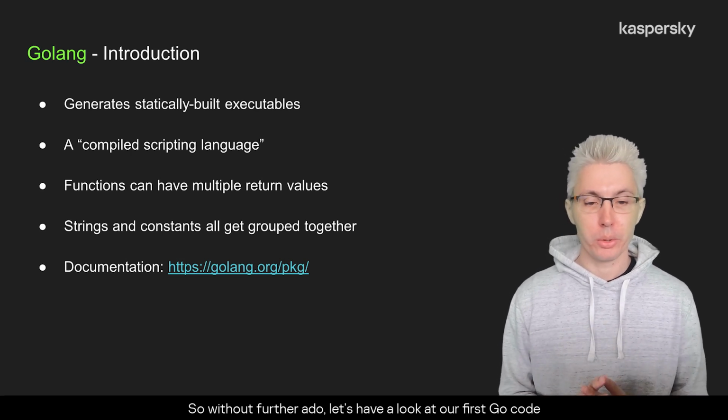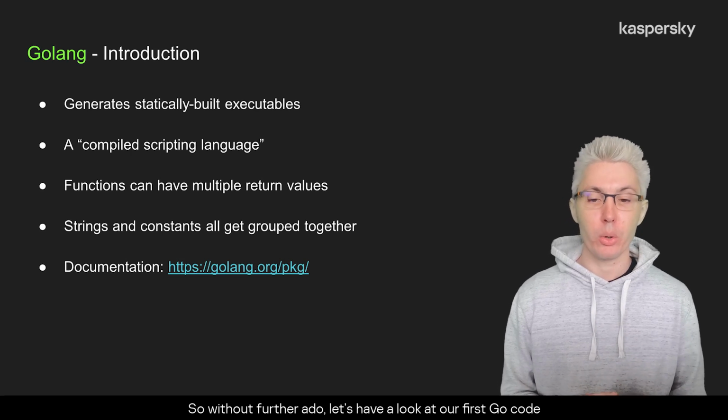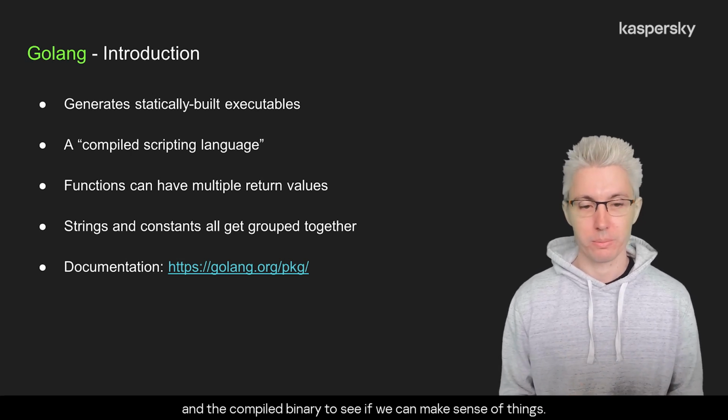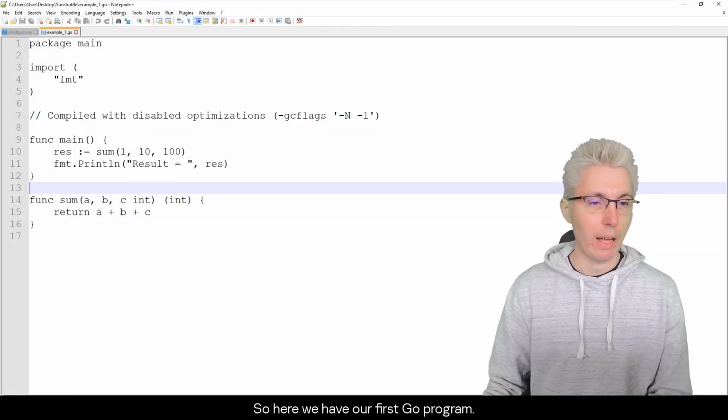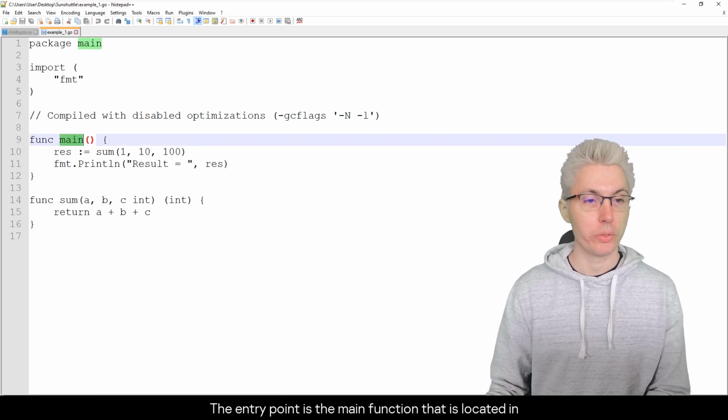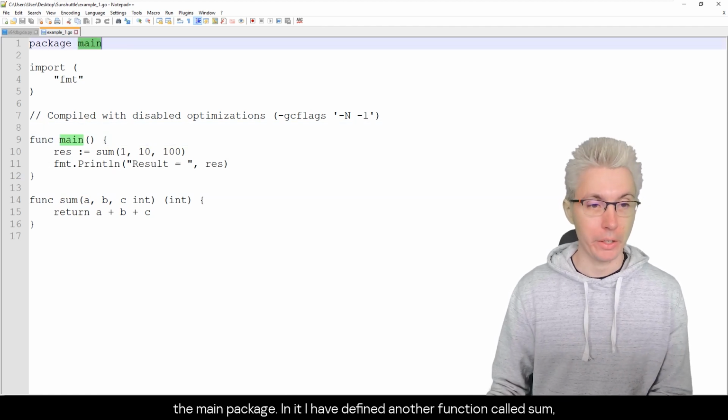So without further ado, let's have a look at our first Go code and the compiled binary to see if we can make sense of things. So here we have our first Go program. The entry point is the main function that is located in the main package.